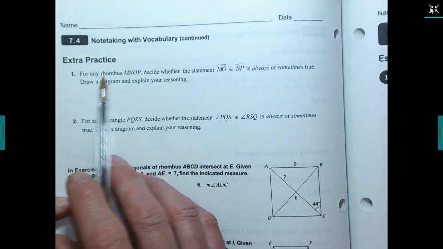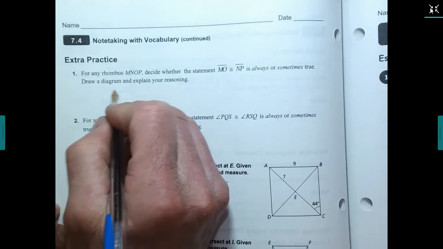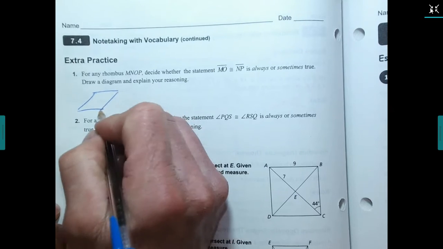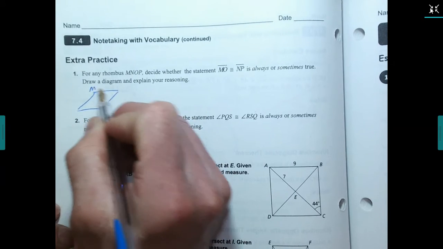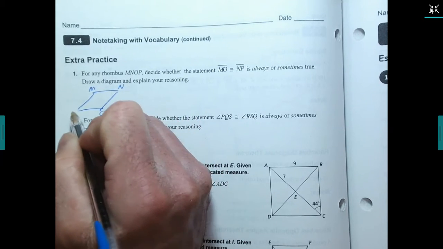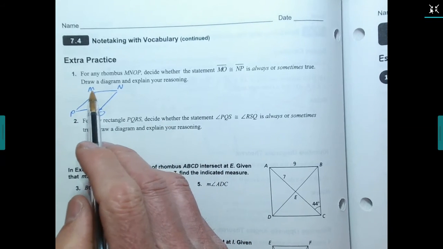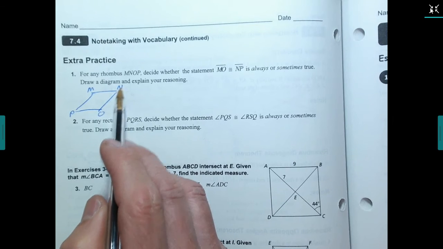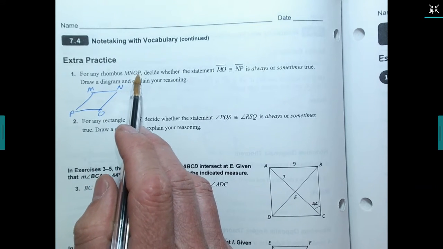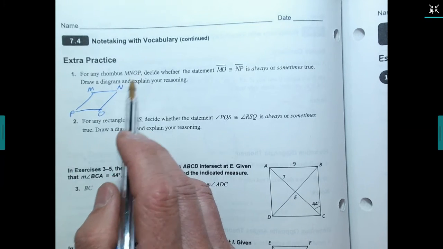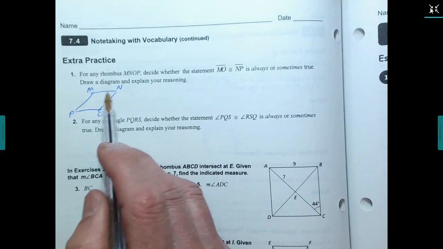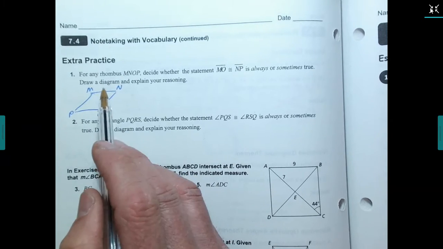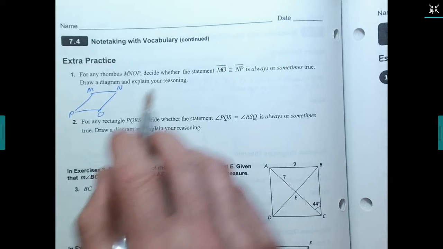So let's check this out. Rhombus. So let's just draw a rhombus. A rhombus has four equal sides. And then when we label them, it doesn't matter where you start, but you have to label them in order. So my M has to go next to my N, next to my O, next to my P, and my P is next to my M. So you have to go in order. It can go this way or it can go this way. It just has to go in order.